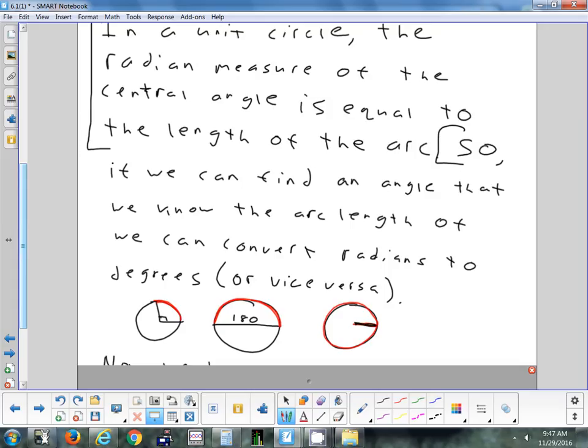How many degrees is that? 360. So that's 360. And that takes up how much of the circle? The whole thing. What do we call the whole thing? The circumference.